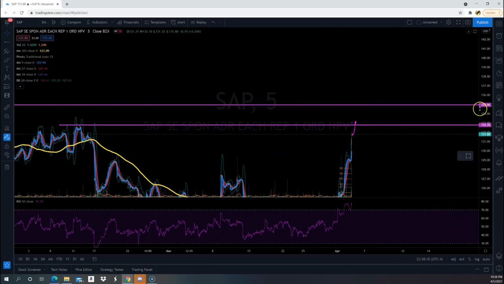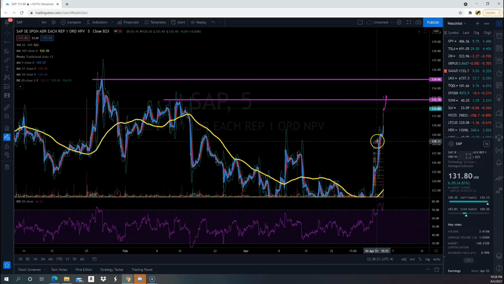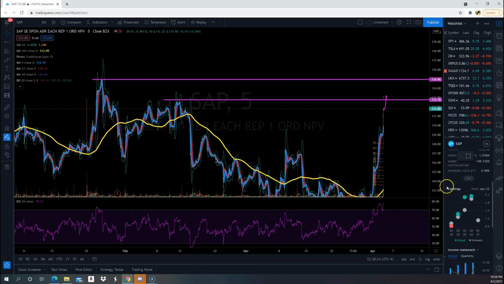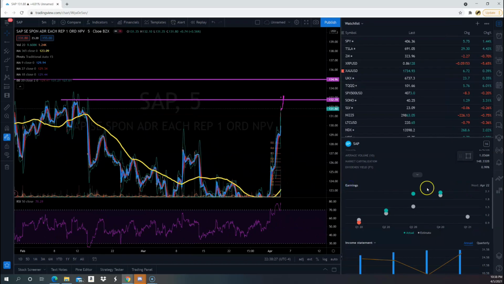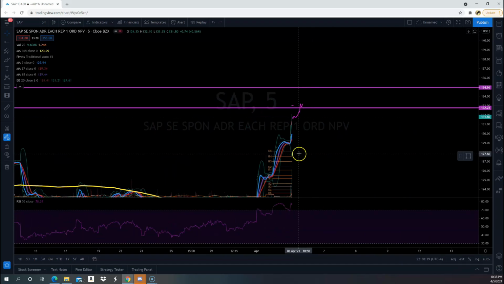So a break above 134 is extremely bullish, because now we're talking about 32 week, I want to say 32 week highs. So we're going to be watching SAP above 134.96 and above 132.78.